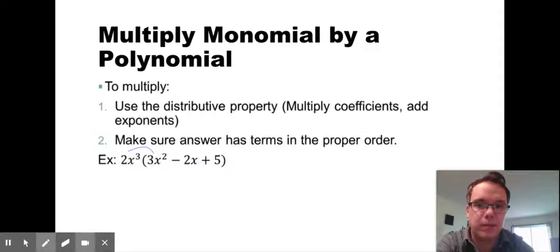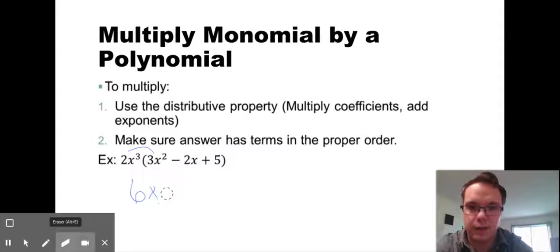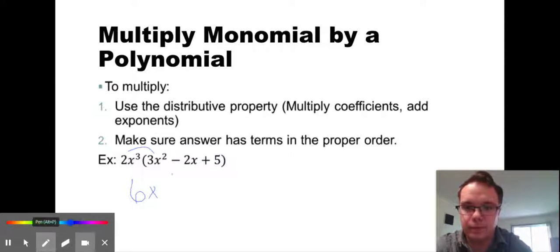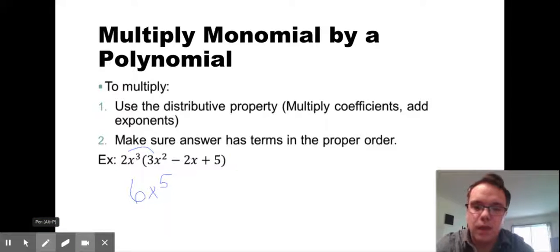We multiply the numbers out front, the coefficients. So 2 times 3 is 6. And because we're multiplying two powers with the same base, we're going to add our exponents. So x cubed times x squared: 3 plus 2 is 5. All right. There we go.